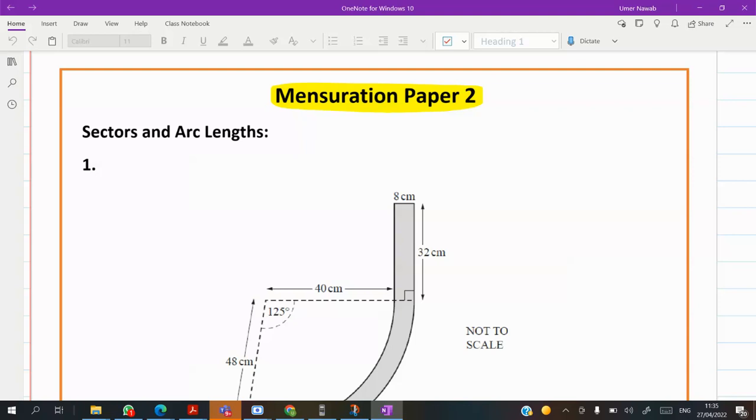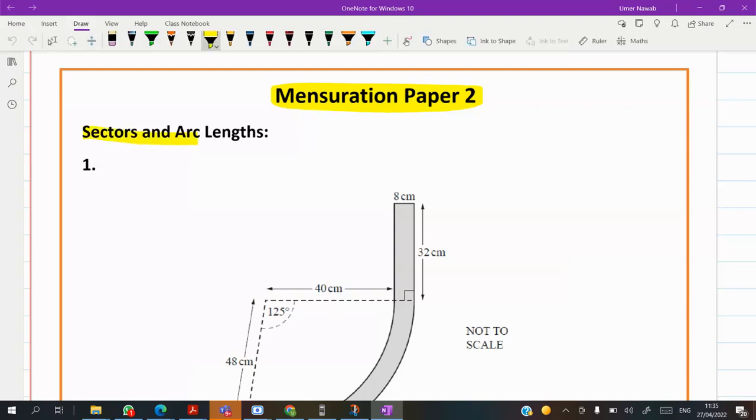So I have divided the mensuration paper 2 worksheet into mainly three sections. The first section is on sectors and arc lengths. So maybe in this video I will cover sectors and arc lengths, and later on in the next video I will do the rest of this worksheet.